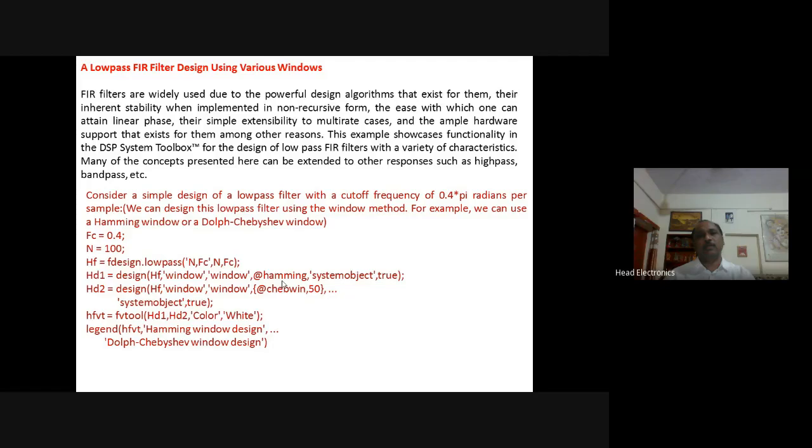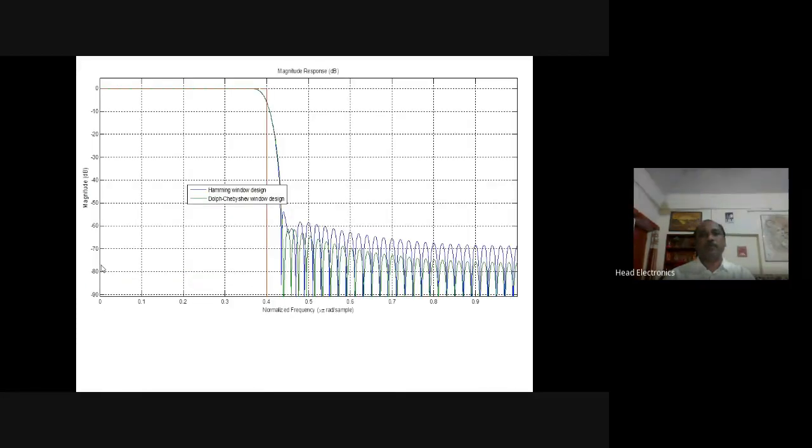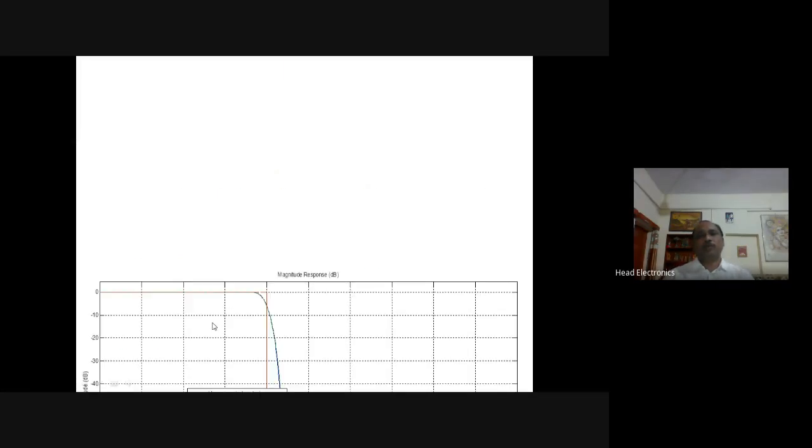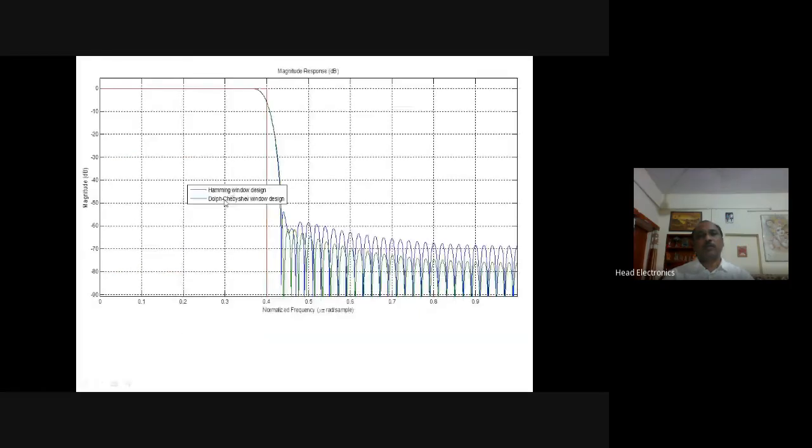That is, the two algorithms will be utilized in order to design the filter having the same specification, that is, the cutoff frequency is 0.4 and the order is 100. Now after the designing, whatever result we get will be visualized in the filter visualization tool, that is the FV tool. We again move to the previous slide. In order to represent this, we are using the FV tool. For both functions, SD1 and SD2, we will use two legends, one for the Hamming window and the second one for the Dolph-Chebyshev window design.